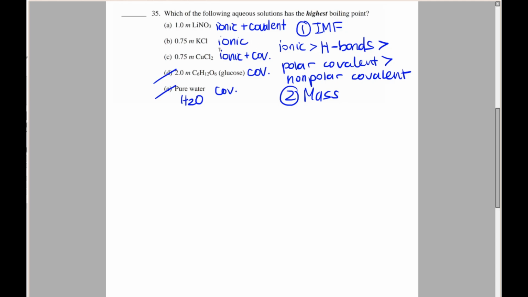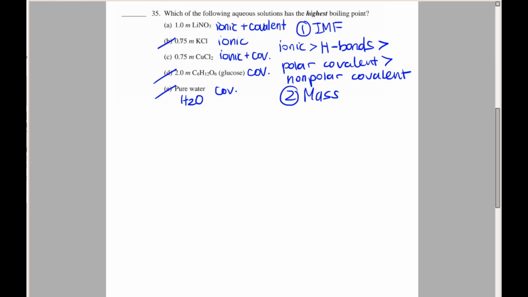Next, we have choice B, which is only ionic, and that's going to be an intermediate boiling point. It's not going to be the lowest, as in pure water or glucose, but it's not going to be the highest because it doesn't have additional covalent bonds that would make it even harder to break. Because keep in mind that more bonds, more types of bonds overall would just be harder to break, and then they would contribute to a higher boiling point. So it's not B. So the question is basically between A and C now.